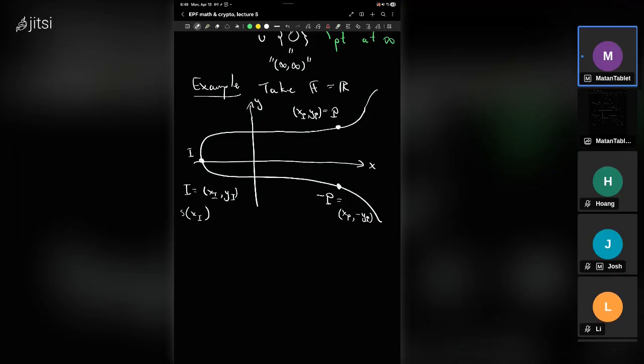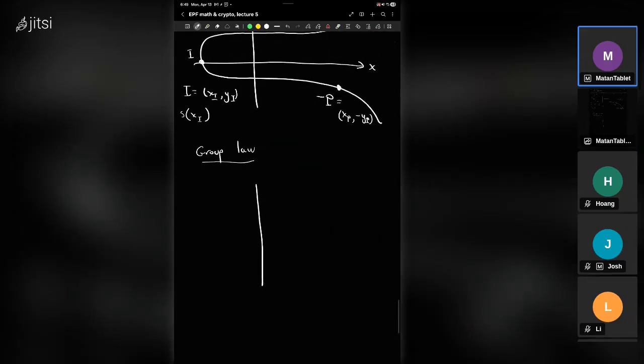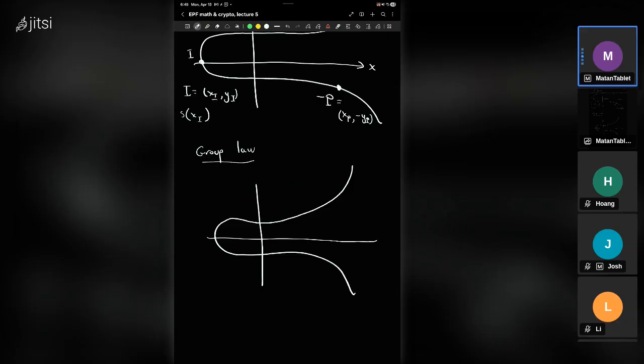And what do I have here? I have this curve, and I want to define some kind of group law. So the group law is as follows. Maybe I can do a better drawing. Suppose you took two points, let's say P here and Q here.